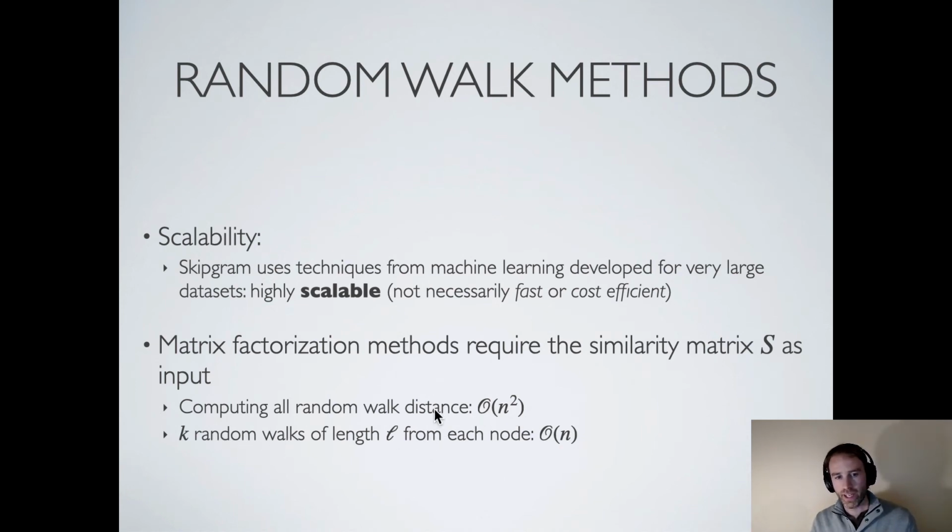But with this approach, you don't need to compute that. You can just do random walks from each of the nodes. So you will have a complexity which will be proportional to n, even though you have to define the number of random walks and the length of the random walks. Nevertheless, the complexity is much lower for generating this corpus of samples than for computing this n squared complexity here.